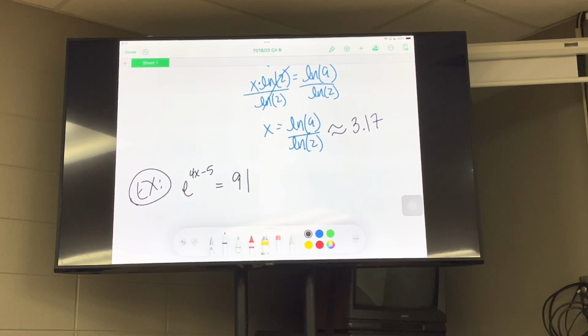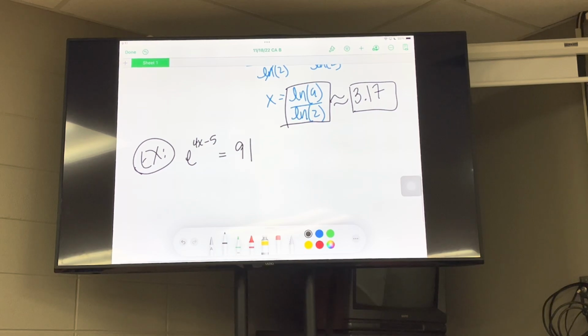And also on Hox, it's going to ask you to type in the exact answer and then the approximation. So it literally looks like this, where it has an x equals, and then a big box where you'll type in natural log of 9 over natural log of 2, like literally type that in, and then it'll have a little approximation symbol, and then another box for you to put it in your calculator, okay?